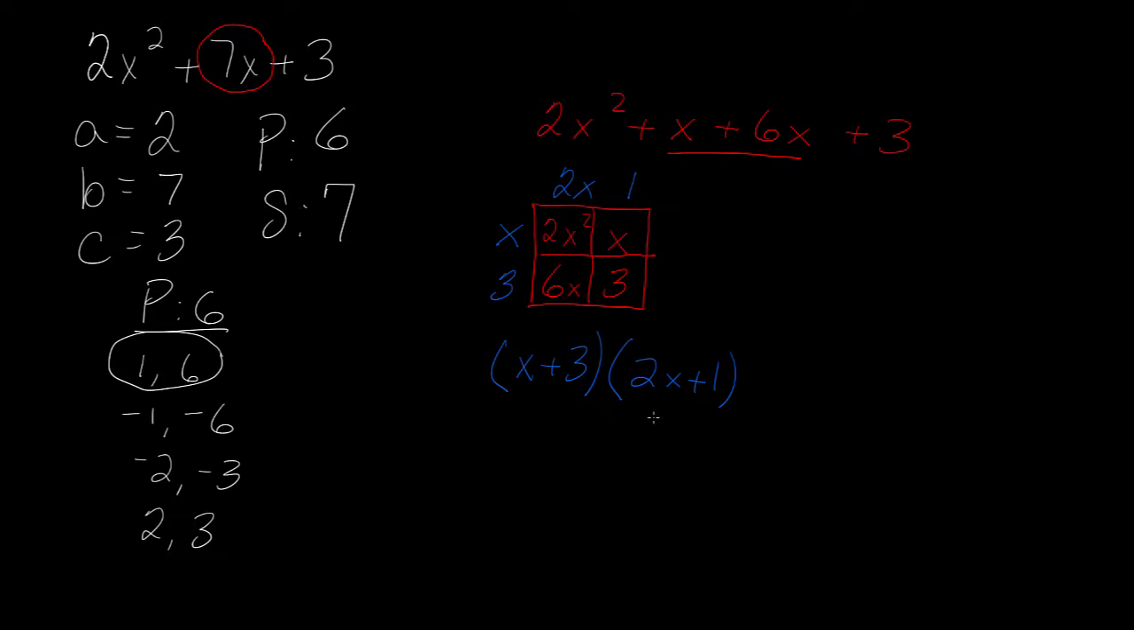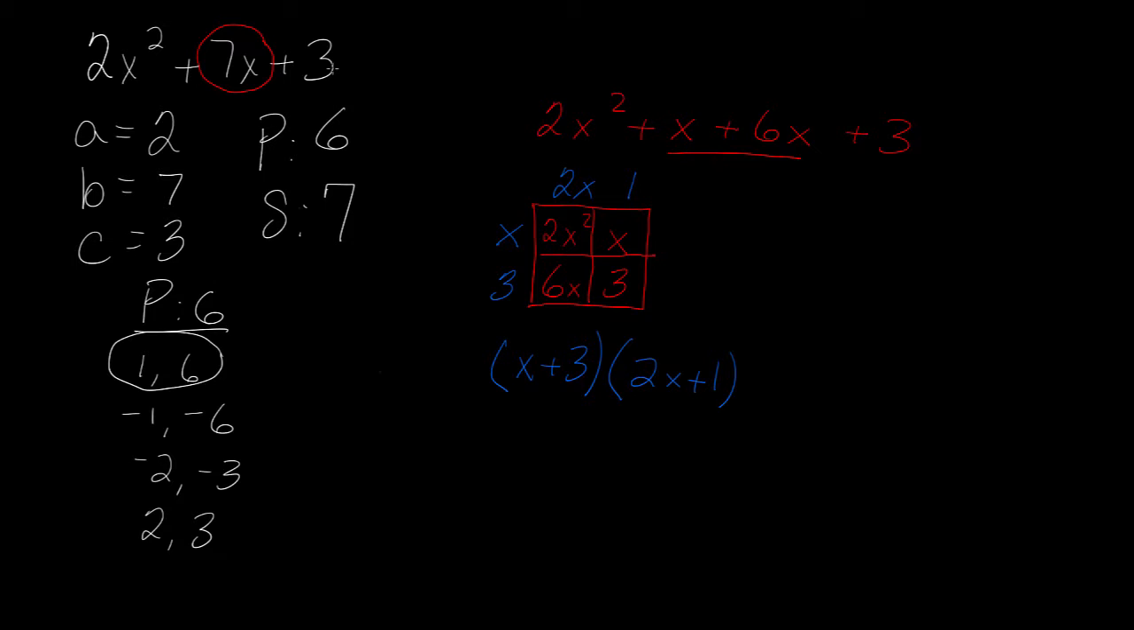Always remember that you can check your work by multiplying these two binomials out. When I multiply them, I should get the original problem, 2x squared plus 7x plus 3. If you do not get the original problem, you did something wrong. Most people don't like to check their work, but that is the only way that you will know for sure that your answer is correct.